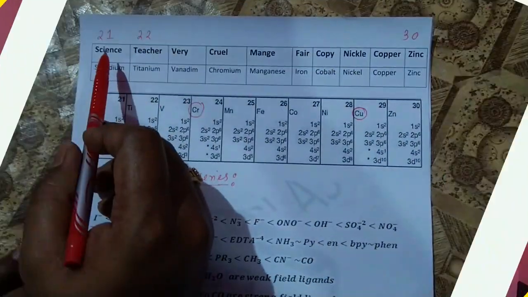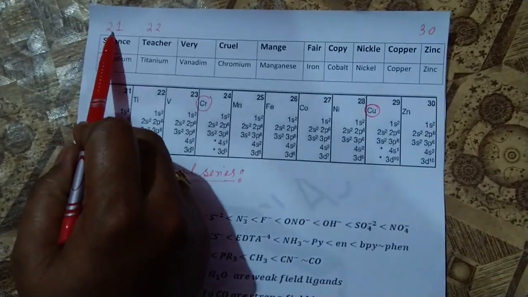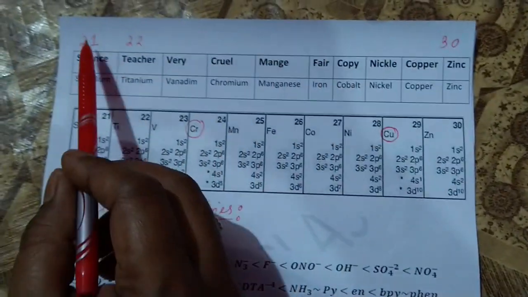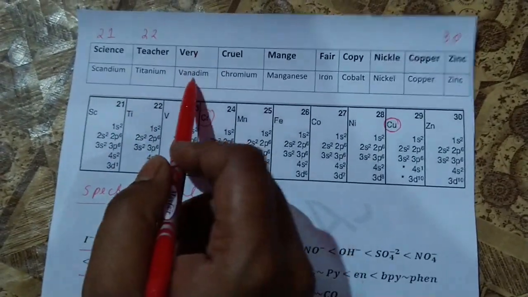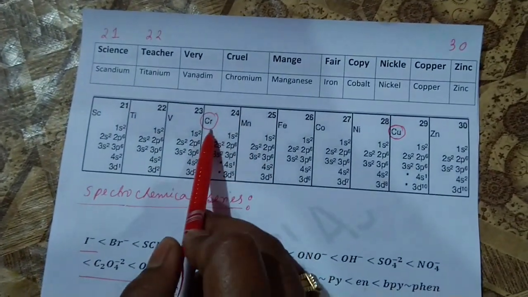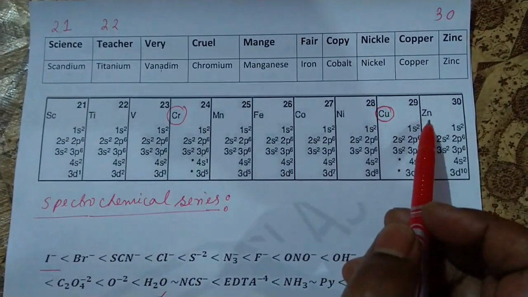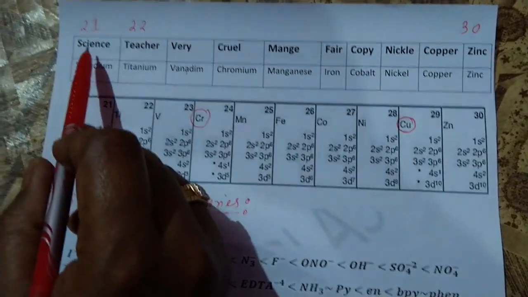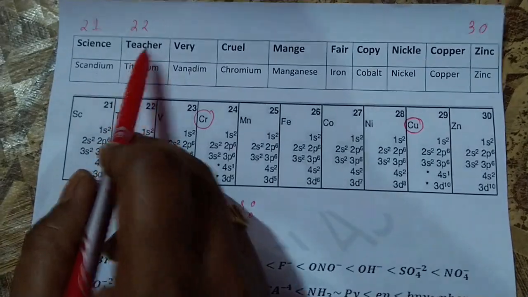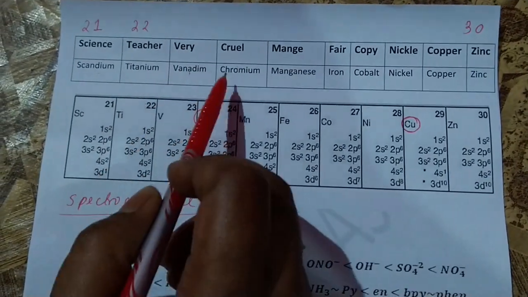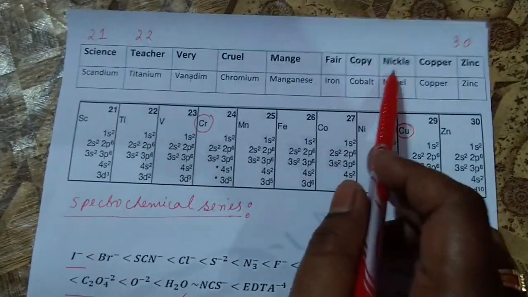So we need to know the electronic configuration of the transition elements from 21 to 30, right? 21 stands for scandium, 22 for titanium, 23 for vanadium, 24 chromium, and it goes on, 30 for zinc. It's a very simple trick. Scandium stands for science, titanium for teacher, vanadium for very, chromium for cruel. So: science teacher, very cruel, mange fair copy, nikle copper zinc.